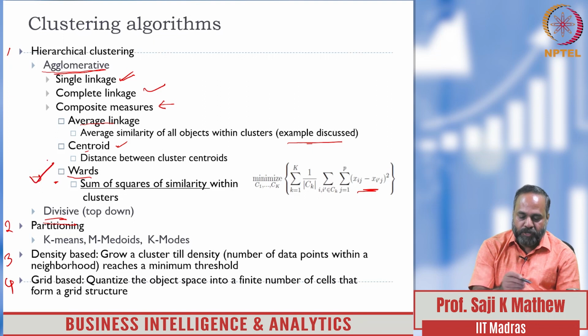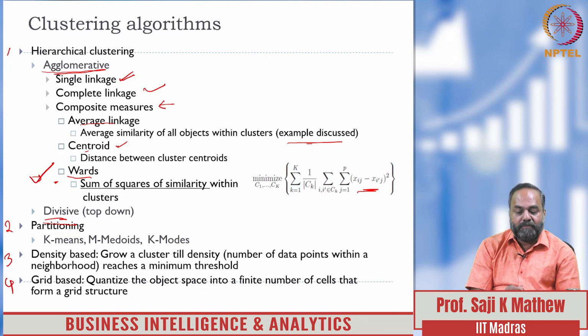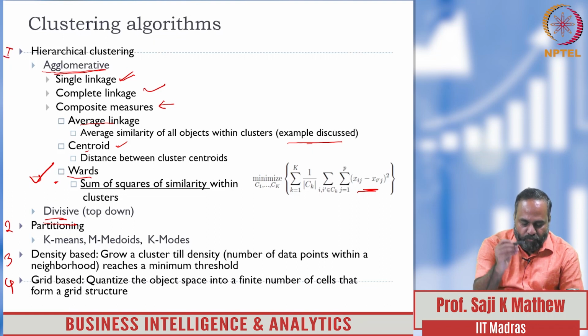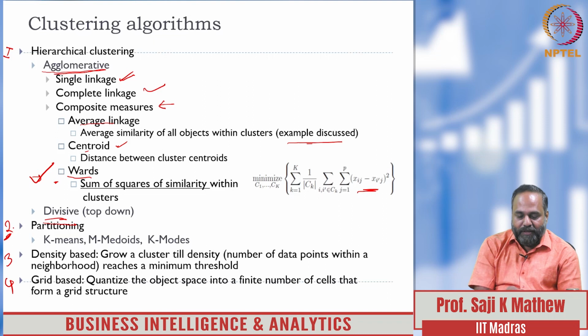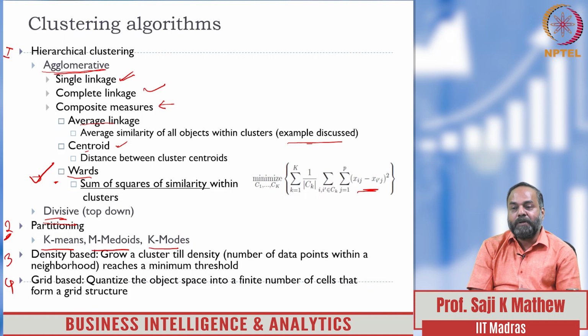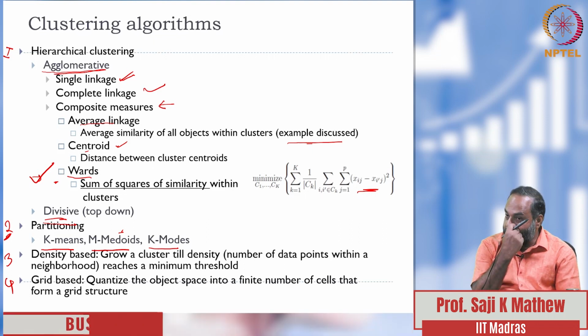Ward's method, and moving to the next category, this is category 1, and this is category 2. Category 2 is also widely used, the partitioning technique, and within partitioning technique there is k-means, k-medoids and k-modes. These are 3 techniques available in the partitioning technique. I will explain the medoids and the modes towards the end as to how they are different from k-means, but k-means is a widely used clustering technique.